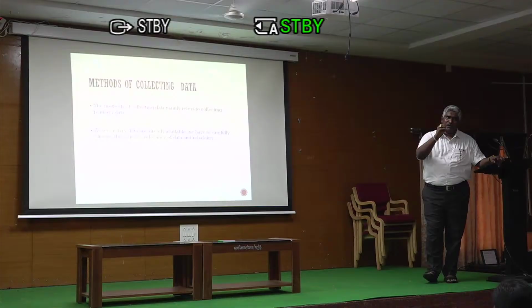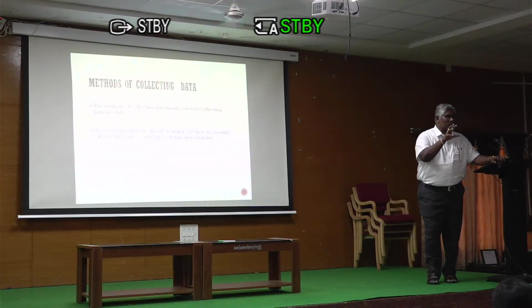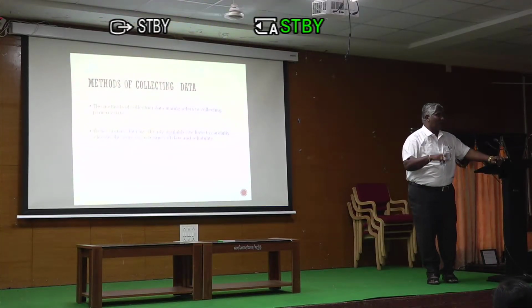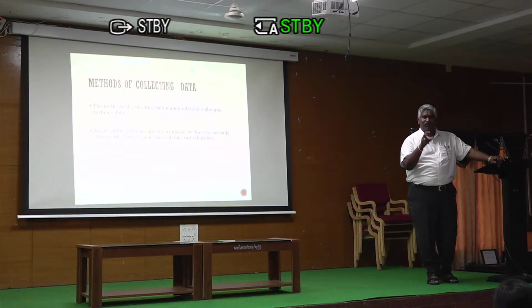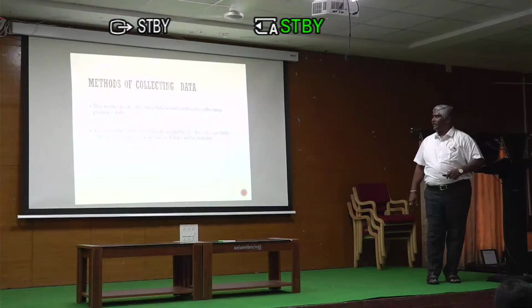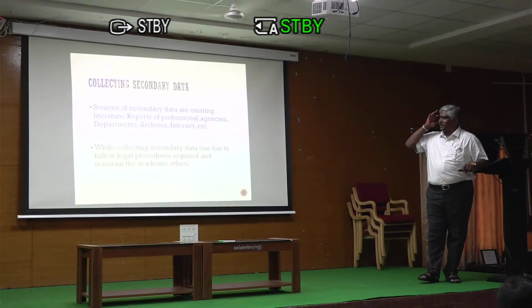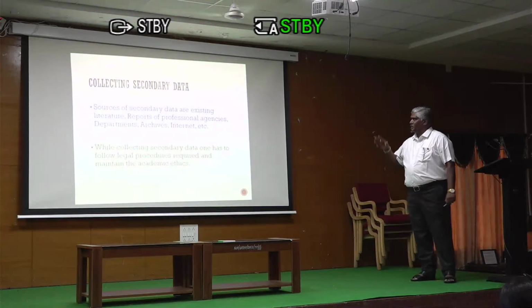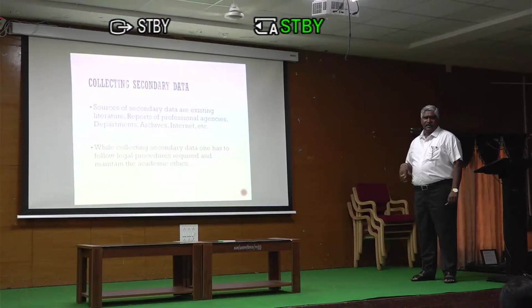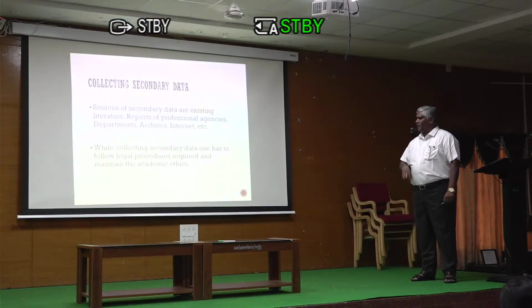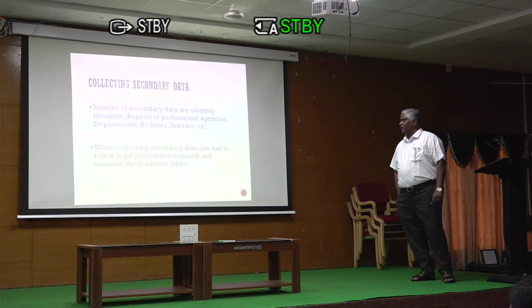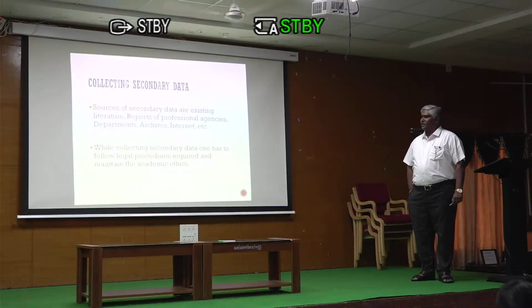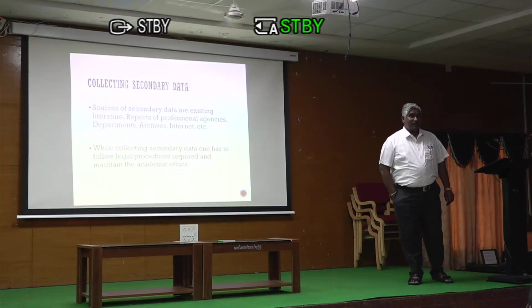We have to carefully choose the source from which we are getting the information. The source of the information plays a very important role in the collection of secondary data. The sources of secondary data that exist are literature, reports of professional agencies, departments, archives, internet, etc. While collecting the secondary data, one has to follow the legal procedure required and maintain academic ethics. That is very, very important.